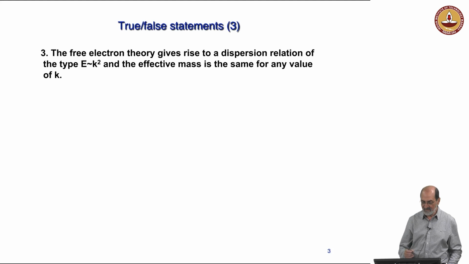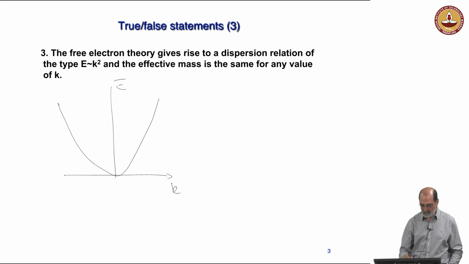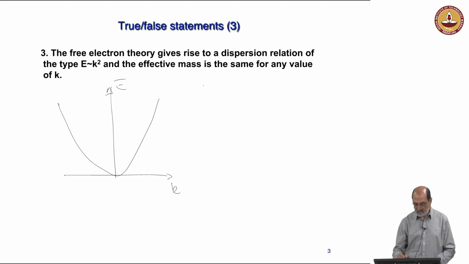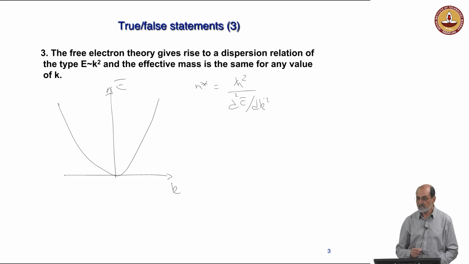Well, the free electron theory gives a relationship of this type, E as a function of k. It's correct. It's proportional to k squared. And you remember that the effective mass was h squared over the second derivative of E with respect to k. So we have to derive this twice. But this is a parabola. So the second derivative of a parabola is a constant, right? So the effective mass is the same for any value of k. This is correct.